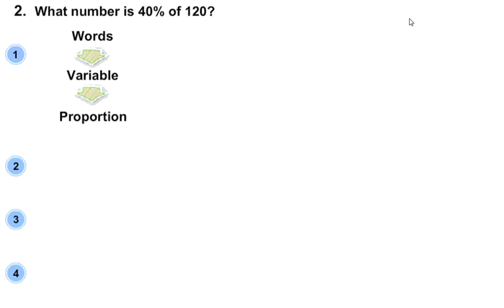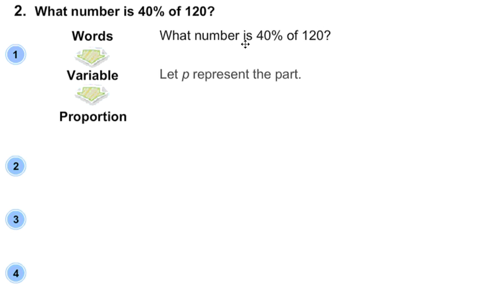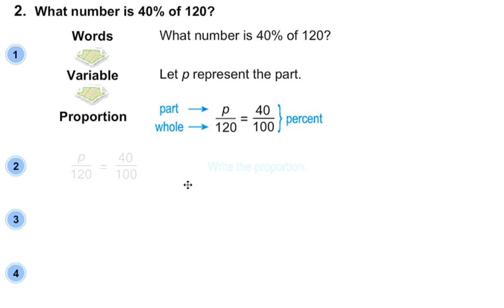Example number 2: what number is 40% of 120? All right, so here I am in words, and let's start talking about what our unknown is. Our unknown is my part, which is my is right here. So that's our P. And then we have our whole, which is 120, again by the word of. 40 is our percent because it has the symbol. So now we have the proportion P over 120 equals 40 over 100.